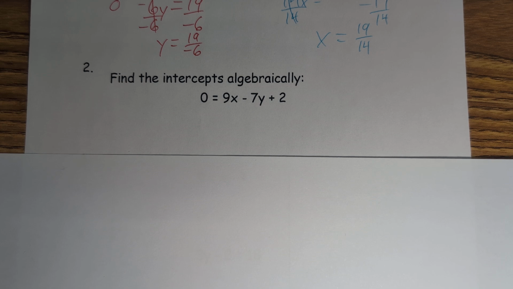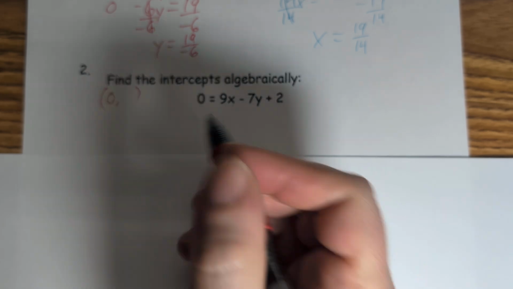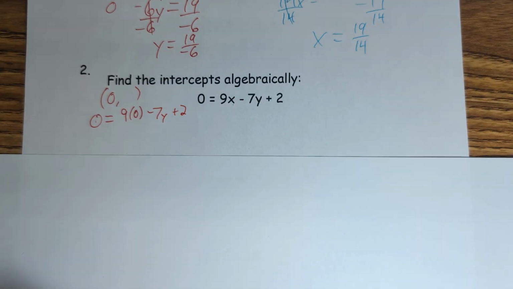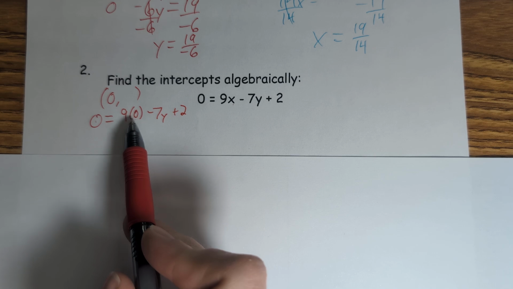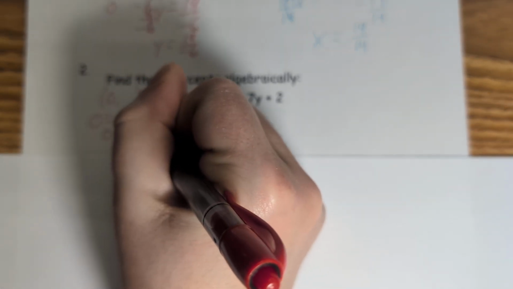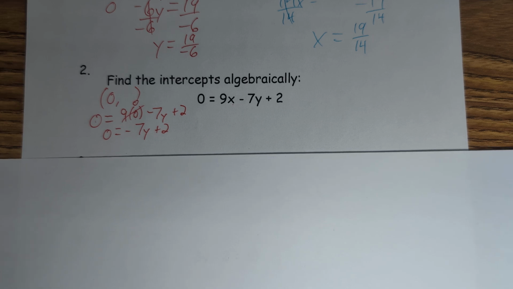Find the intercepts algebraically. We're going to do it just like that last problem. So I'll plug in 0 for x to find the y-intercept. That gives me 0 equals 9 times 0 minus 7y plus 2. So that means this 9 times 0 turns into 0. That just disappears. So I'm going to ignore it now. I really just have 0 equals negative 7y plus 2. And that is what I would solve for y.